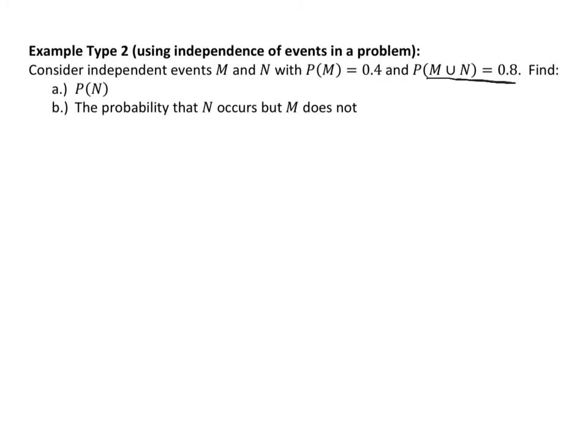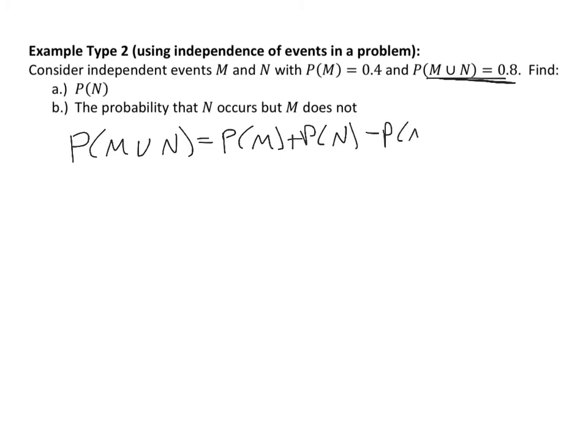Right? So if we're given an OR probability, the first thing I think of is, hey, I have a formula for OR. Our formula for OR is that the probability of M or N is, and you should actually make sure that you remember what this formula is on your own, the probability of M plus the probability of N minus the probability of the intersection. Okay. So now I could go back through this and say, well, all right, I know this is 0.8, and we know that this is 0.4.